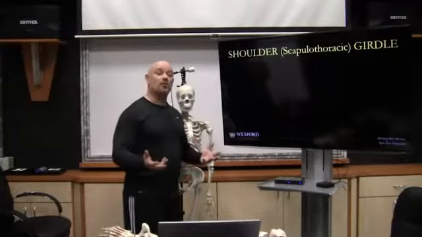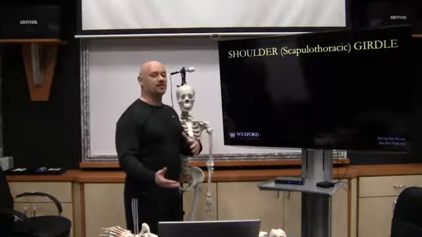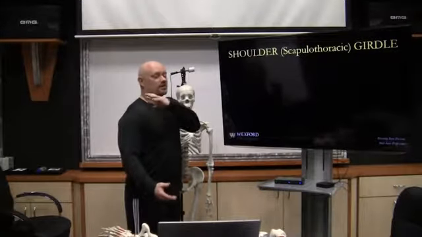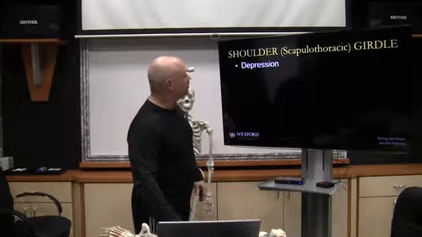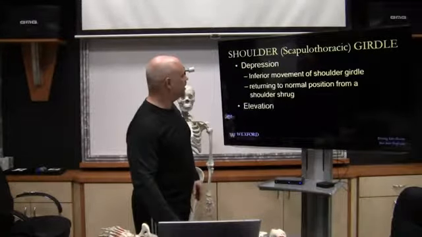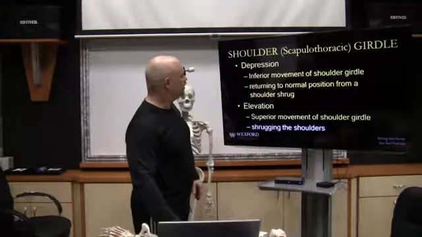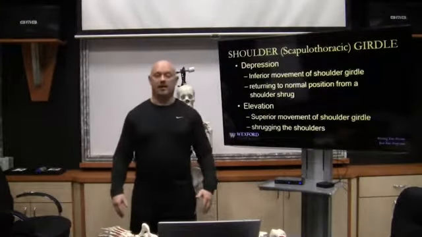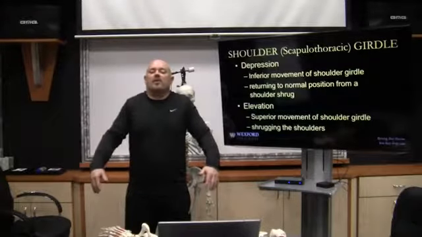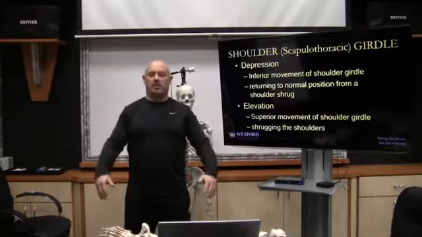Next, we're going to look at the shoulder girdle. Remember, the shoulder girdle consists of the clavicle, the scapula, and the arm. And what do we have here? We have depression and elevation of the shoulder girdle. What we're going to do is elevate, raise the shoulder straight up, then we're going to depress.